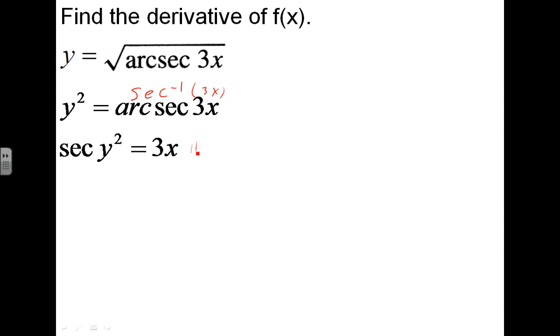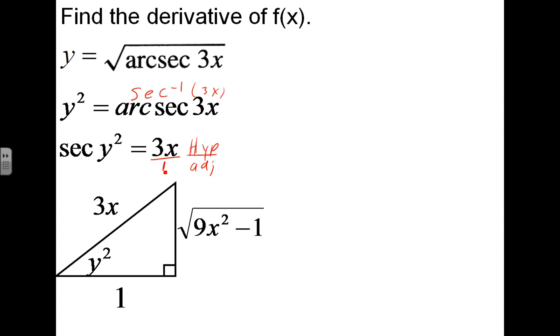Again, secant is hypotenuse over the adjacent side. What's the adjacent side going to be? Well, 1. All right? So now my angle is just going to be y squared. We can handle it. Not a big deal. So we have the y squared right here. And we have the hypotenuse is 3x. The adjacent side is 1. And then we have the square root of 9x squared minus 1 as a result of the Pythagorean theorem. So that's step number 1.